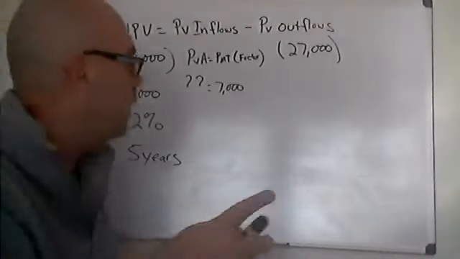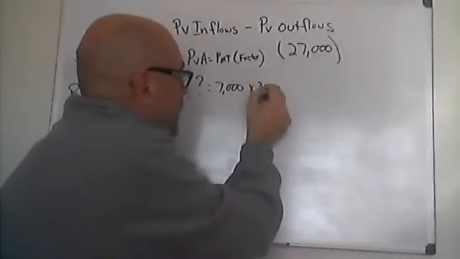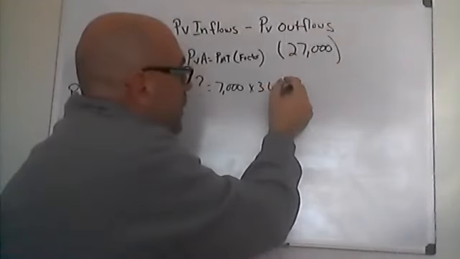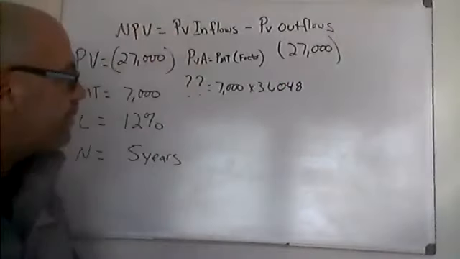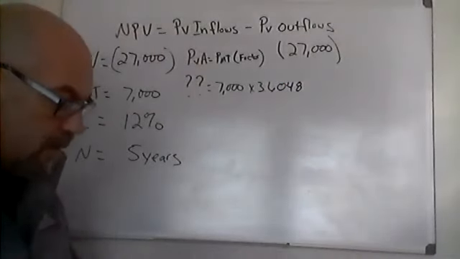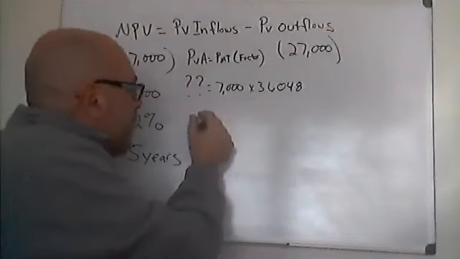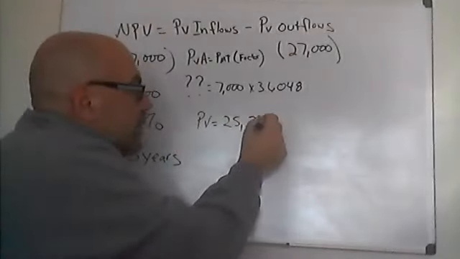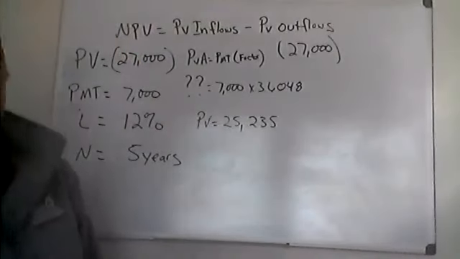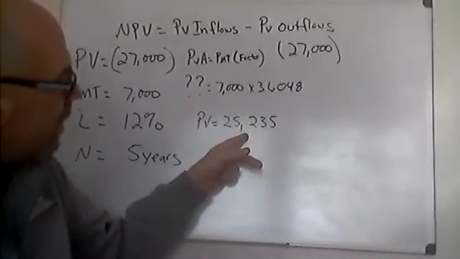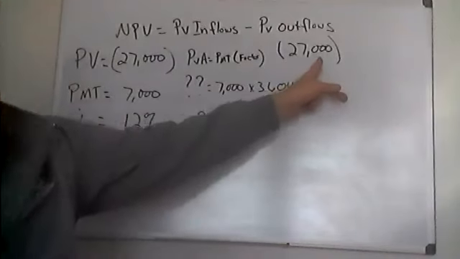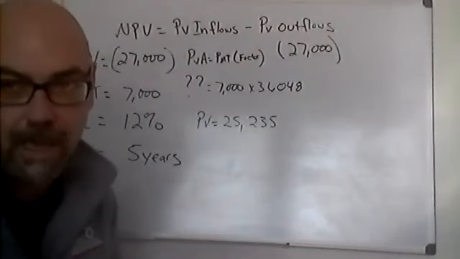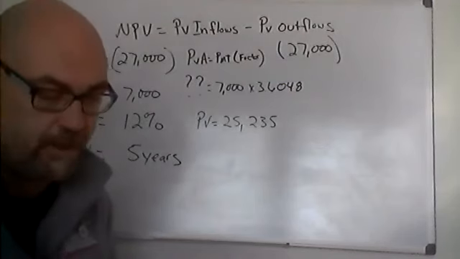you will find a number of 3.6048. When you do that math out, you will find the present value of the annuity equals $25,235. So the present value of our inflows is about $25,000. The present value of the outflows is $27,000. It is a net loss on this project, so it is not something that you would want to do.